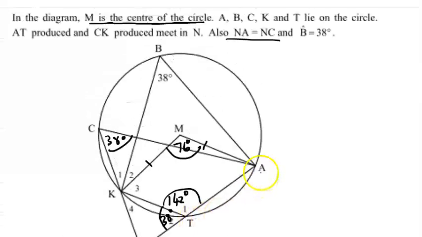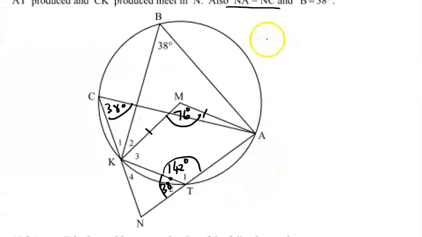Remember that they also tell us that NA equals NC, which means that if NA equals NC, we can just put those markings there, then this also will equal 38 degrees. Equal angles, opposite equal sides. And once again, K4 will equal angle NAC because the exterior angle of a cyclic quad equals the interior opposite angle. So learners, as you can see, we have solved most, if not all, of the angles of this particular diagram.